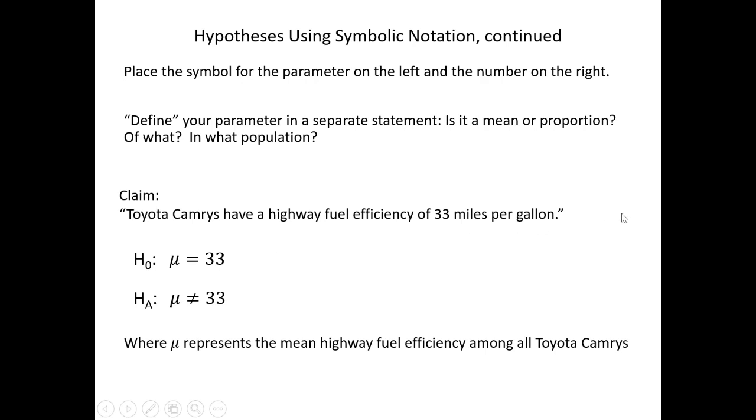And in this one, there wasn't any indication given whether we're interested in if this efficiency is actually less than or actually more than 33. So since it was kind of open-ended, we could do this using the does not equal sign. We'll leave it open to both possibilities. Okay, so mu does not equal 33. All right, and here mu represents the population mean highway fuel efficiency among all Toyota Camrys.